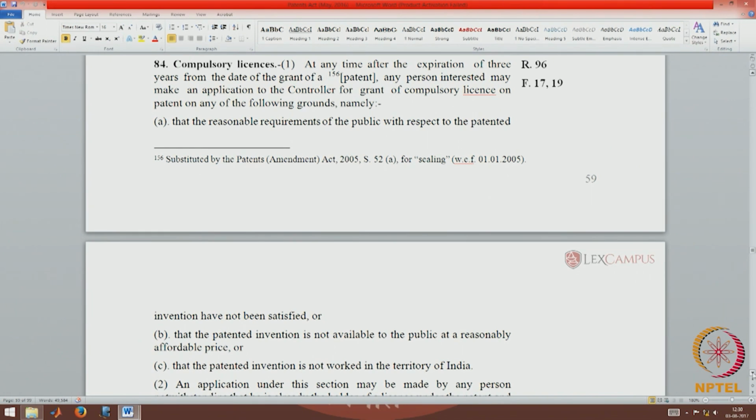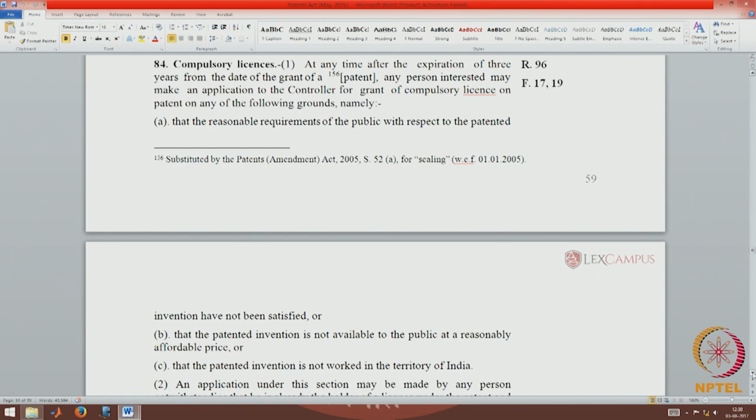At any time after the expiration of 3 years from the date of grant of a patent, any person interested may make an application for the grant of a compulsory license on the following grounds. So, the first requirement in seeking a compulsory license is that the patent should have been granted, and since the grant 3 years should have elapsed. So, you cannot make a request for a compulsory license soon after the patent is granted. You have to wait for 3 years after the grant.